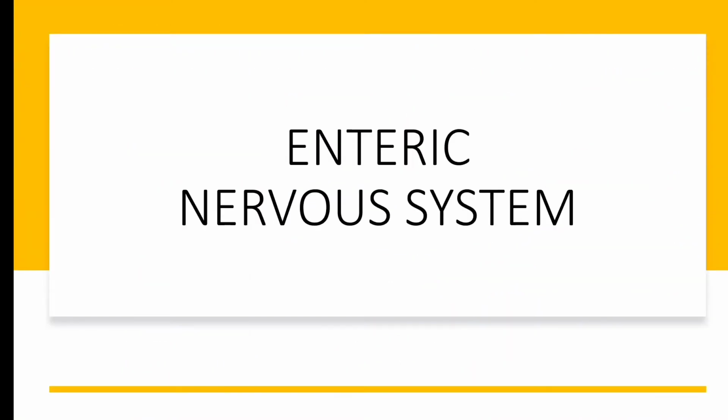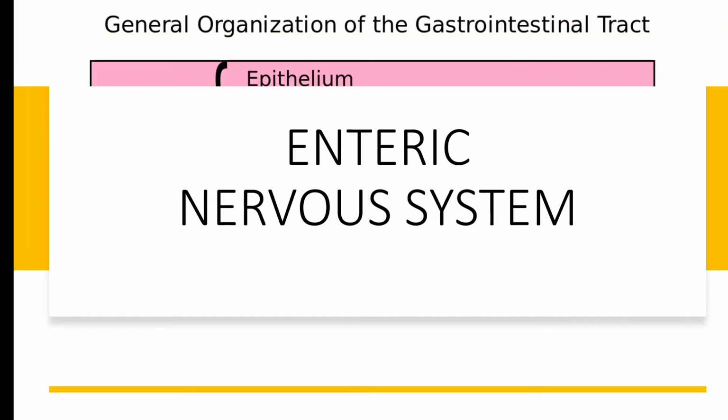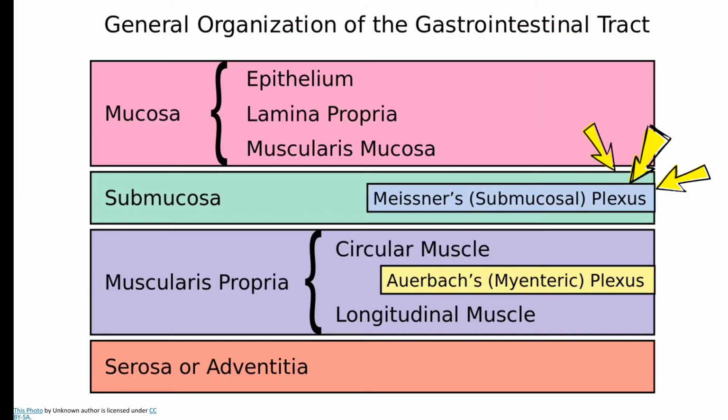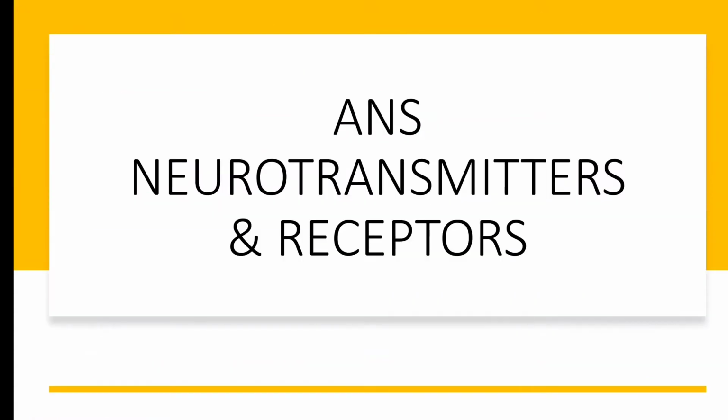Next, let's talk about your enteric nervous system. So this is responsible for the control of the GIT. You have your submucosal plexus, which is responsible for the secretion of glands, and you have your myenteric plexus, which is responsible for the contractions and peristalsis. And lastly, we have lesson 3, all about neurotransmitters and receptors.